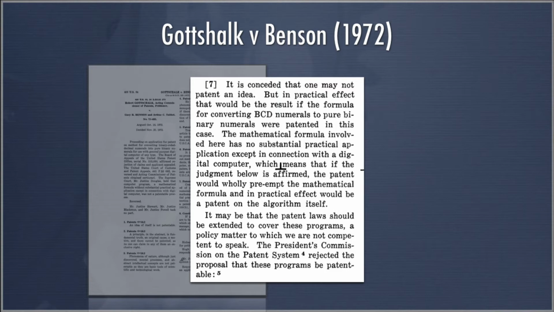"It may be that patent laws should be extended to cover these programs, a policy matter to which we are not competent to speak." And so this gets right at the issue of whether software is patentable. Many people read Gottschalk as saying software is not patentable. Now, many people read that it does not say that. What it says is that it has to be tethered to particular applications in order to be patentable, right? It can't end up being, in practical effect, a patent on the algorithm itself. You can get software patents, but they can't be merely algorithmic patents. You have to do something more to them, right?